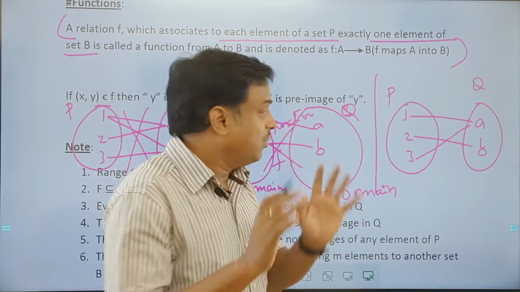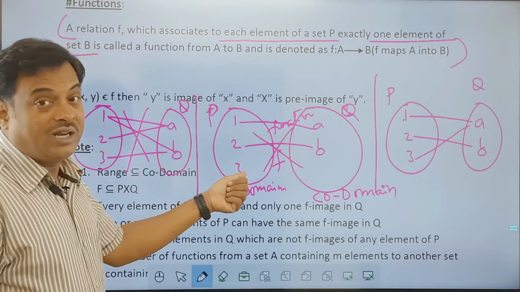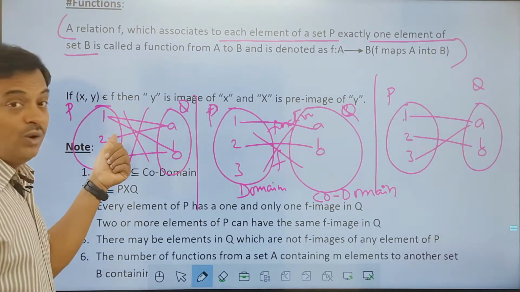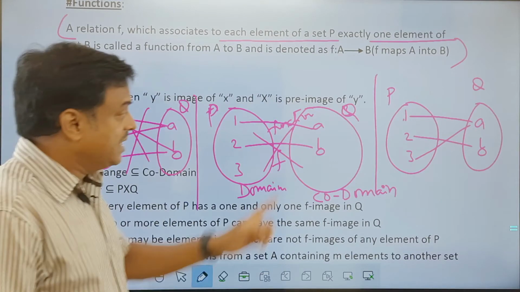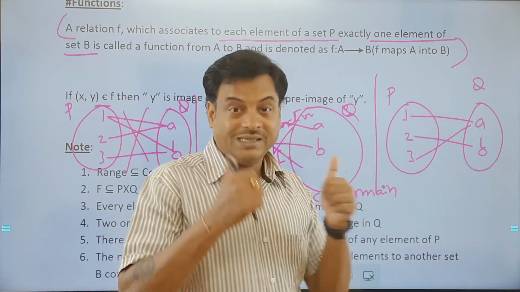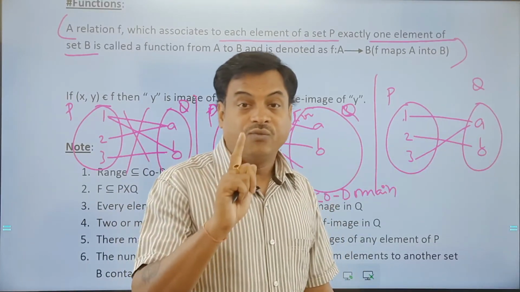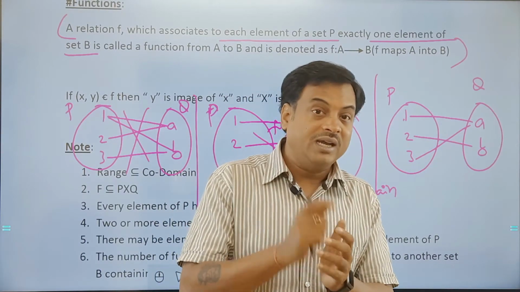Important is, what is a function now? I'll define it here. Here all the elements do not have an association, so it's not a function. Here you have multiple images, multiple associations, not a function. So now see the definition. Are all the elements associated? Yes. Second, does every element have exactly one image? Yes again. So what is important?